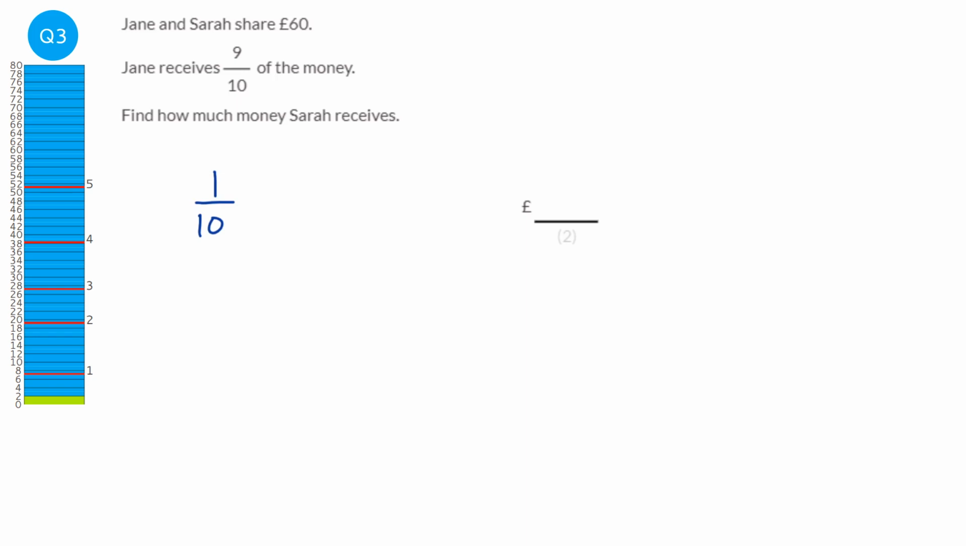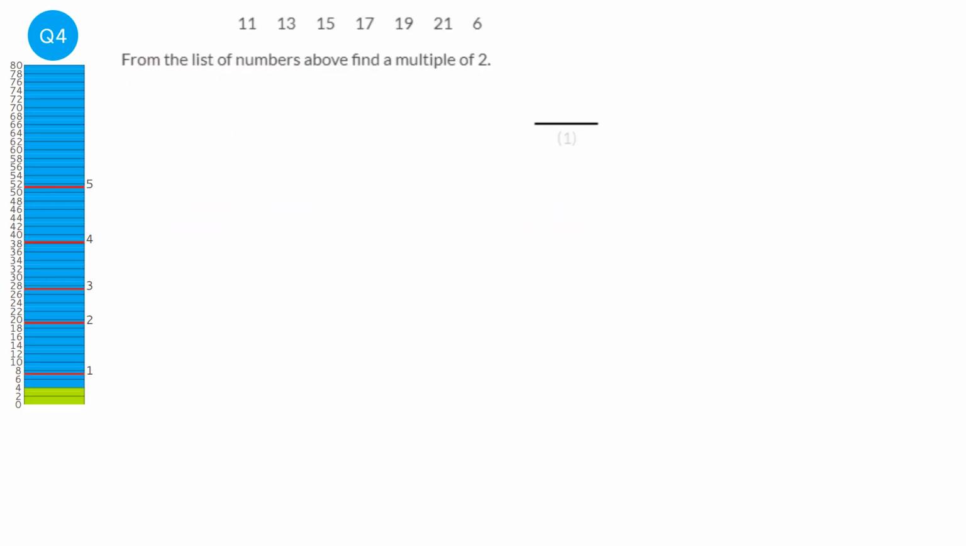So next we need to find out what 1/10 of 60 is. So we know that we divide by the bottom and times by the top. So 60 divided by 10 is 6. And then 6 times 1 is just still 6. So our answer will be £6.